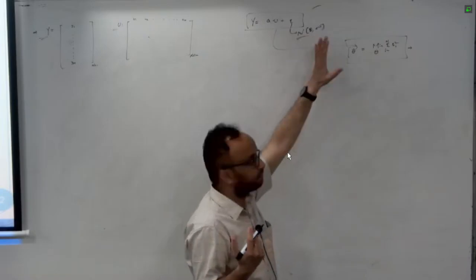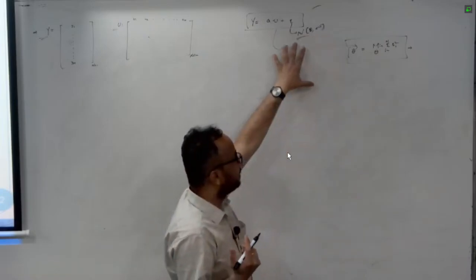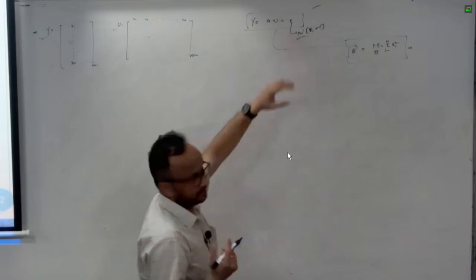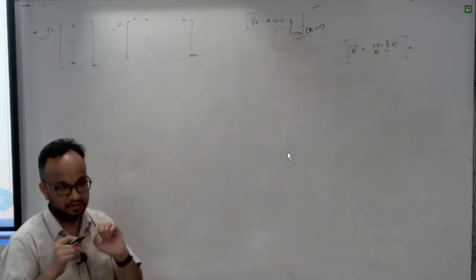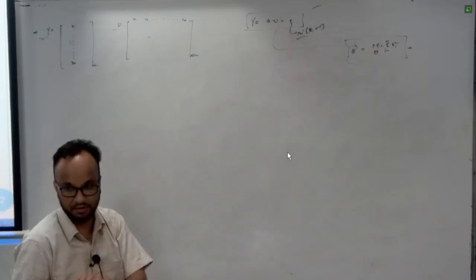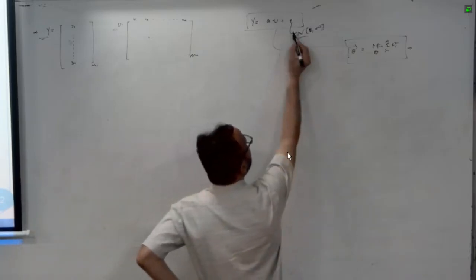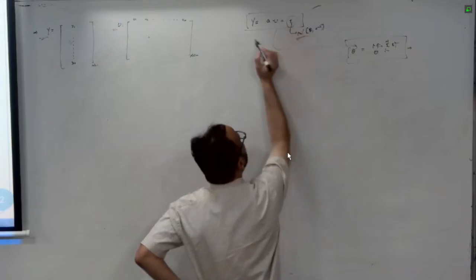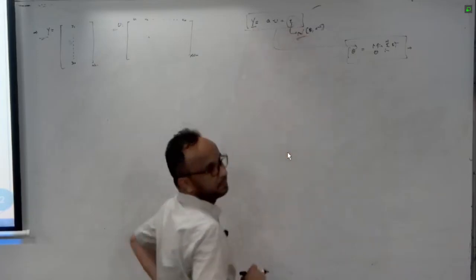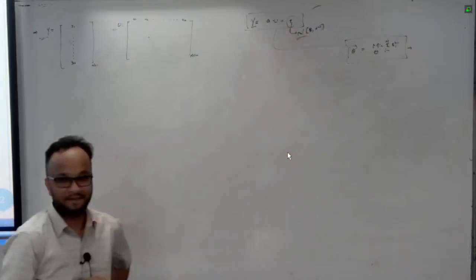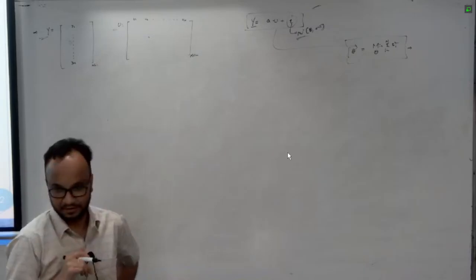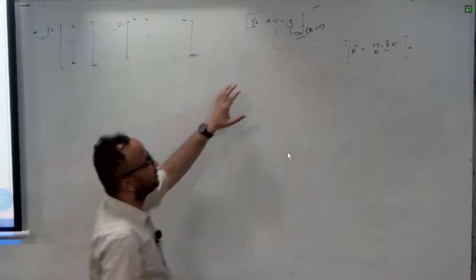So I'm assuming that the uncertainty in the measurement model is a random variable. Fine, so now with this, what happens? If this is random, what about this one? It is a random variable actually.